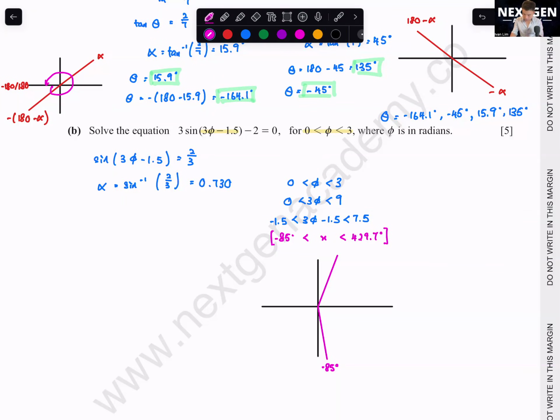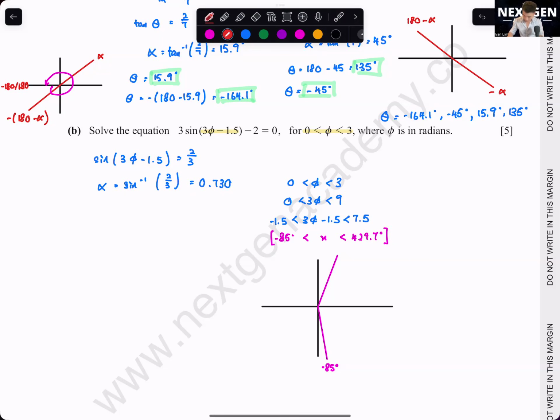So where is the angle that we want? Sine is 0.73. Let's say you don't care about this domain first. This one is actually not necessary to do. The way to do it, you find out all the values first. So 0.73 here. What is the angle that we want? In your first quadrant, 0.73 times 180 is around 41 degrees.